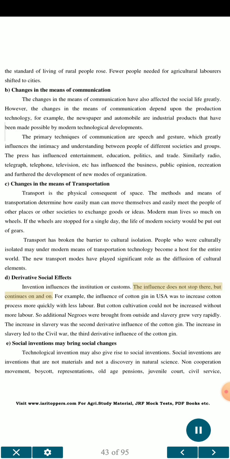The influence does not stop there, but continues on and on. For example, the influence of the cotton gin in the USA was to process cotton more quickly with less labor. But cotton cultivation could not be increased without more labor. So additional Negroes were brought from outside and slavery grew very rapidly. The increase in slavery was the second derivative influence of the cotton gin. The increase in slavery led to the Civil War, the third derivative influence of the cotton gin.